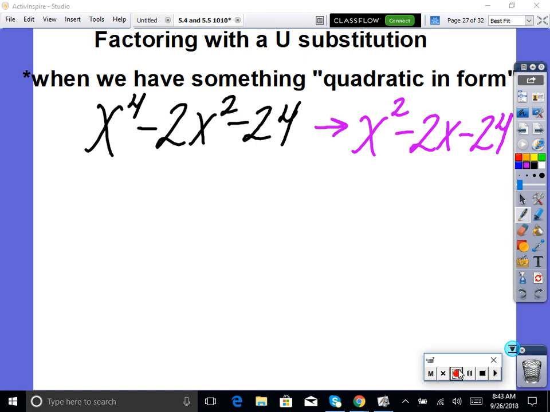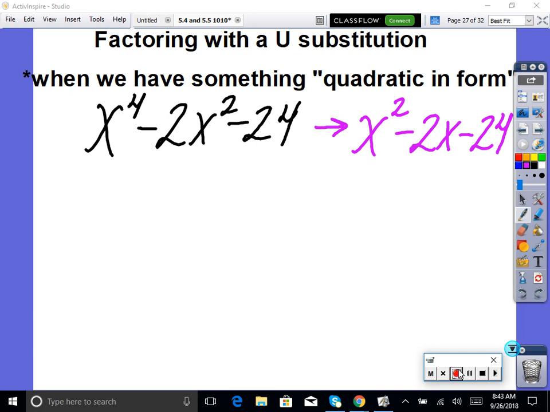So far we've learned how to factor by factoring out the greatest common factor. That's always what we look for first. Then second, if you have 4 terms, factoring by grouping. And then third, if you have a quadratic, factoring by long or short quick factoring.